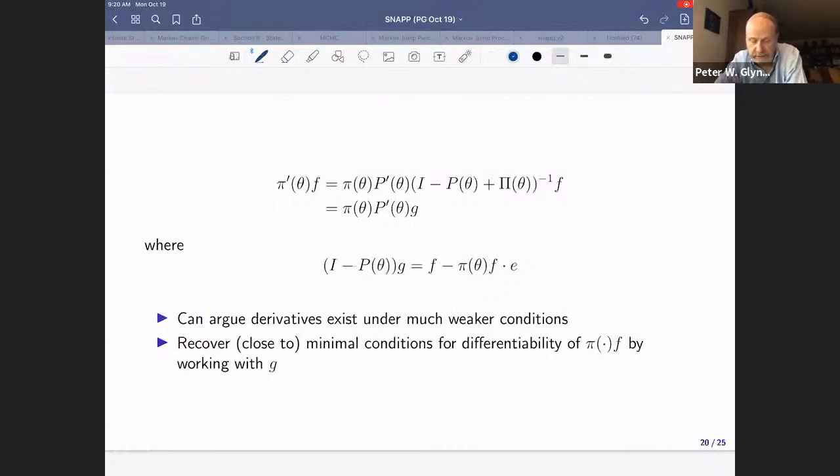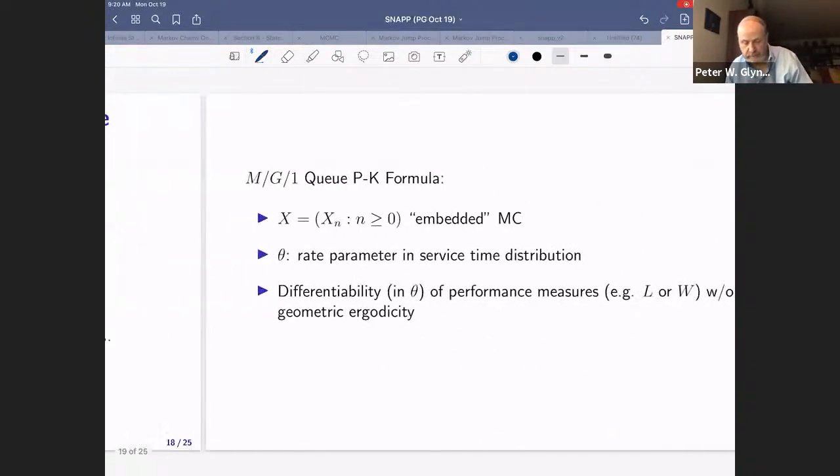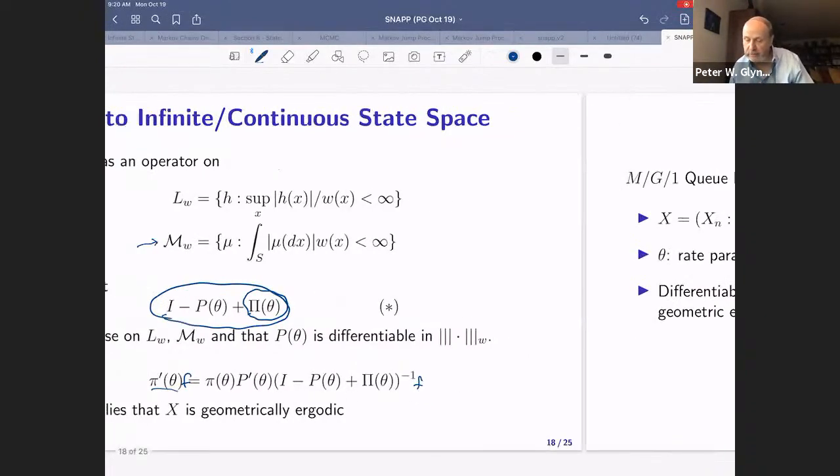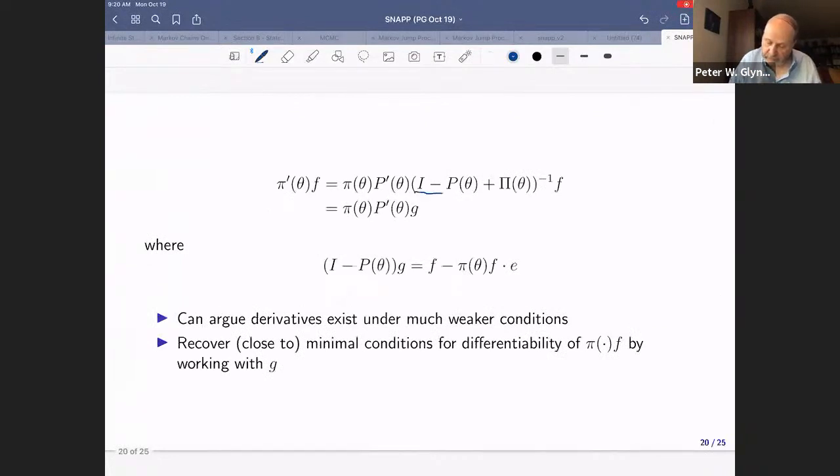And the thing that you can do to cover examples like this is to not use an operator theoretic approach that is too heavy-handed to cover these types of examples. Rather, what you can do is take the formula that we had for pi prime of theta. Here it is. Multiply both sides of this by the function f. Let's imagine that we're trying to establish differentiability for that particular performance measure f, and then recognize that this quantity over here is just a solution of Poisson's equation. And then the way that you try to argue differentiability of this particular performance measure is not by using operator theoretic methods, but by making assumptions on existence of a solution to Poisson's equation for this particular right-hand side f.